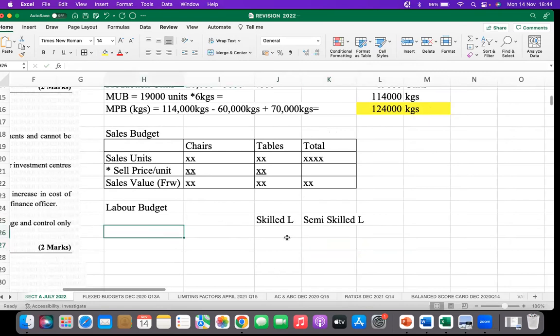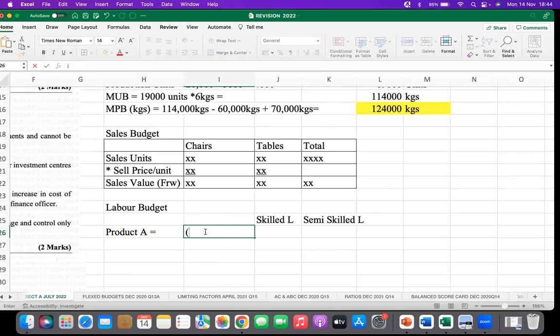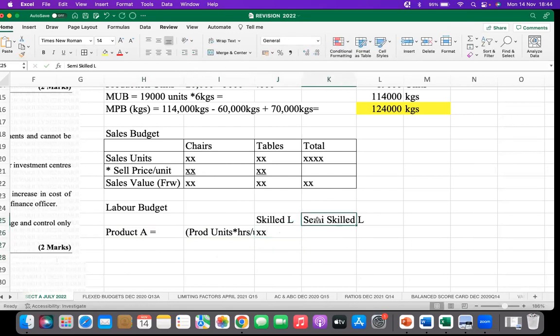Now, you will have to find out for the products you are making. Maybe you are making product A, you'll have to find out what are the total hours for A. So here, you'll take what? Production units times hours per unit. I'm just guiding you even in what was not asked in that question. I hope the guidance is okay. So semi-skilled.